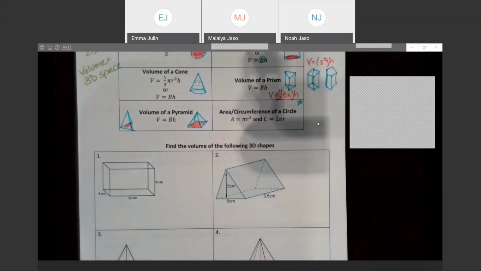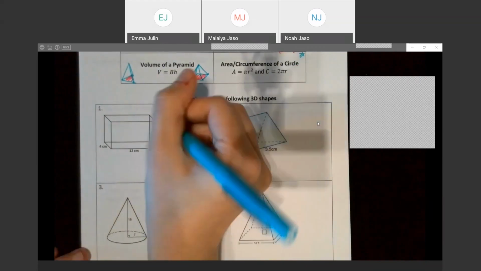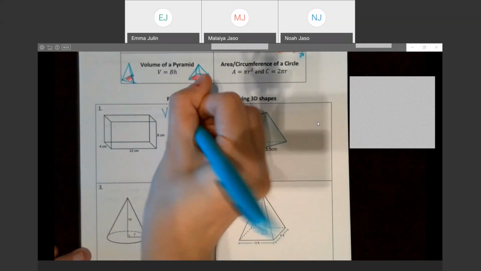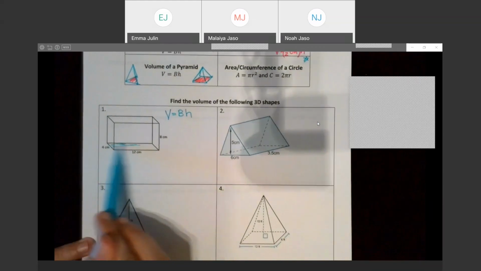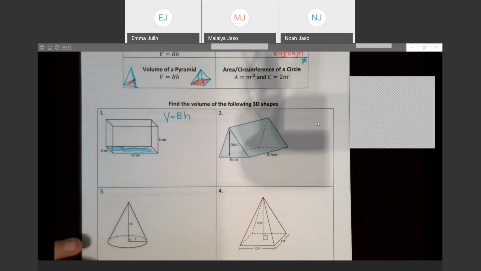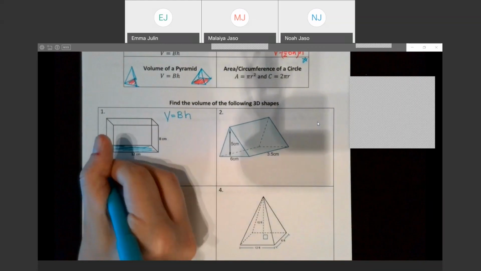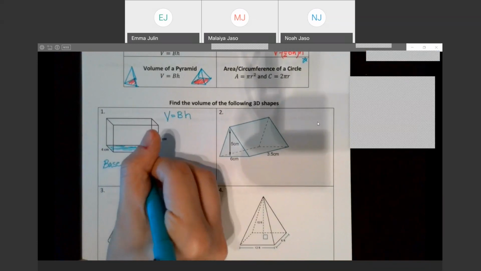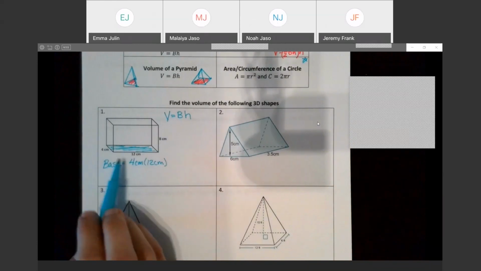So for number one, we have what's called a rectangular prism. If I have a rectangular prism, that means I have to use the formula V is equal to base times height. In this case, if I look at my prism right here, this whole rectangle on the bottom of my prism is my base. I'm going to make a note off to the side for myself that here my base is equal to 4 centimeters times 12 centimeters, because I'm multiplying to get the area of that bottom part of my prism.